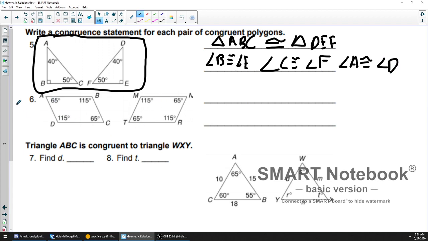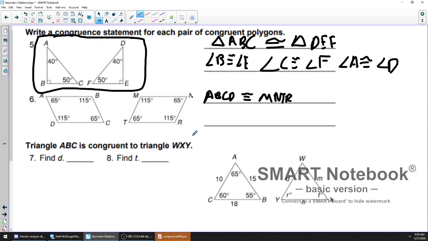Look down here. These are congruent. So I can say that this entire shape is the same as this one. So what shape is this? It's a quadrilateral. And what are my corners? You're going to use the points as your naming tool. So it would be A, B, C, D. So I would write A, B, C, D is congruent to M, N, T, R.